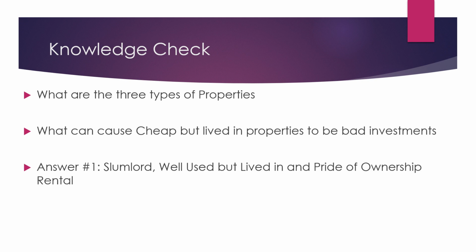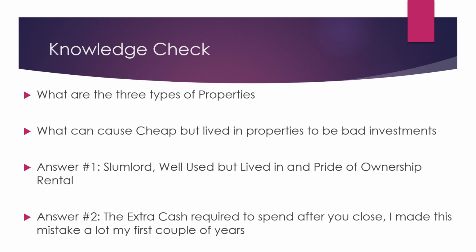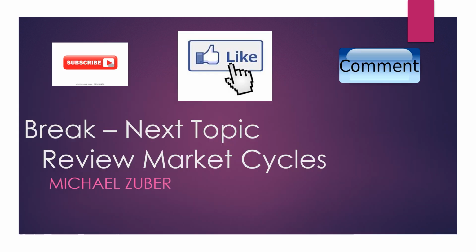So again, the answer to number 1 is obviously slumlord, well-used but lived-in, and then pride of ownership. Those are the 3 types. I believe anything from houses up through apartment buildings will fall into one of those categories. And the answer to question number 2 is the extra cash required after you close. So it's another 20 to 40 grand, probably matching your down payment in many cases. And it could take you a while to recoup those investments.